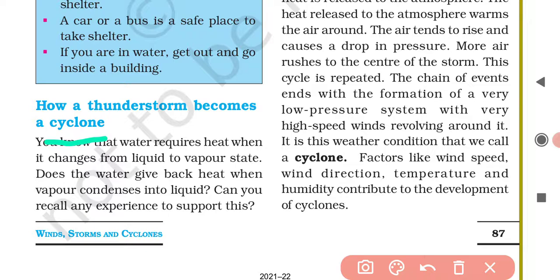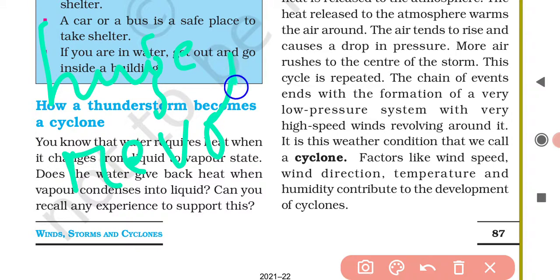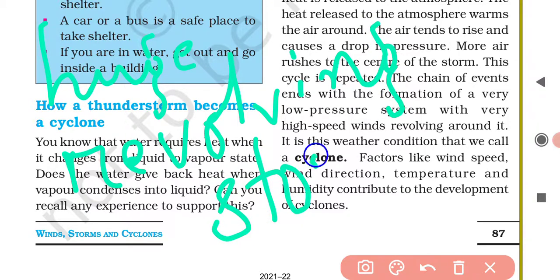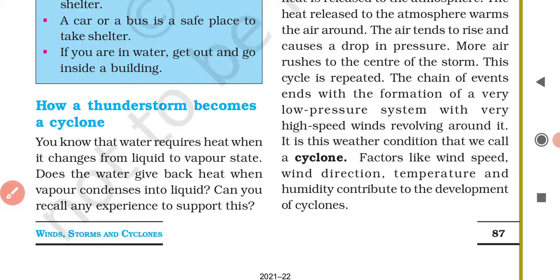So what is a cyclone? First of all, it is a huge revolving storm. Okay, it is a huge revolving storm and it is caused by very high speed winds blowing around a central area of low pressure in the atmosphere.